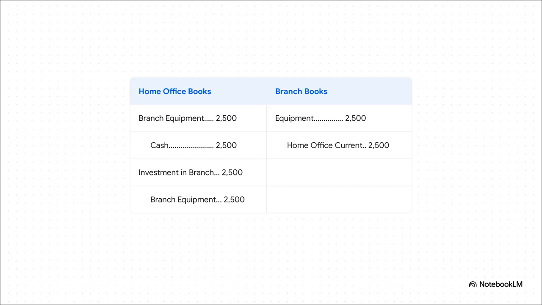But then it makes the entry that matters for our mirror. It increases its investment in the branch. That's the debit to investment in branch. The branch's side is way simpler. It just records the asset it received and credits home office current. So at the end of the day, the investment account and the current account are still in perfect balance.